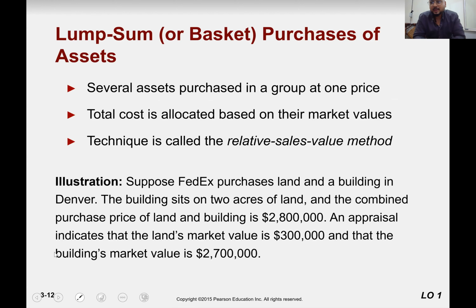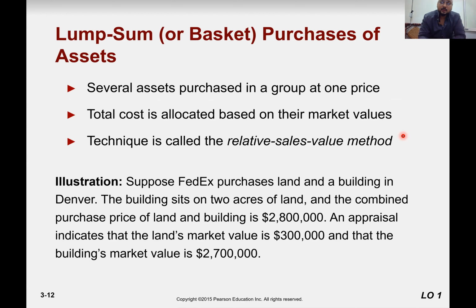So, lump sum purchase of the asset, here we go. What if we purchase combined assets? For example, we purchase a building and land all together and we pay a single value. And now how would we know how much is the cost of the land and how much is the cost of the building? For this purpose, we use the relative sales value method, or we call this the RSV method. So we have an illustration here. Let's talk about this.